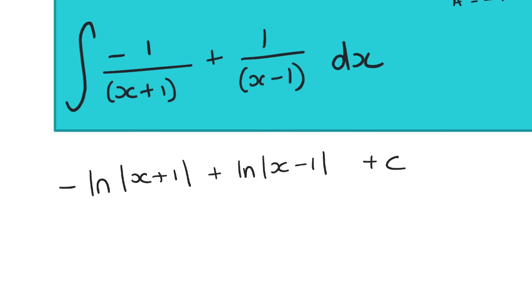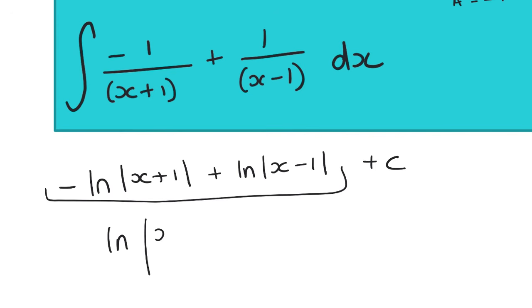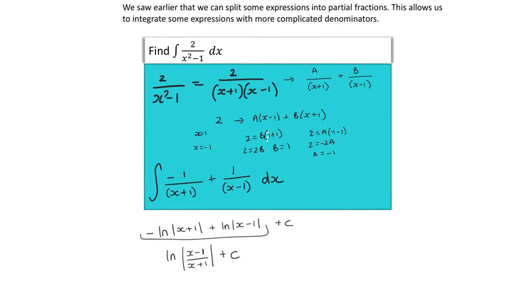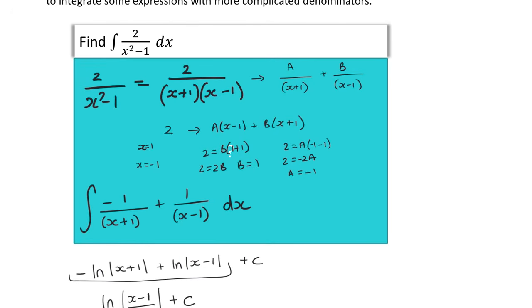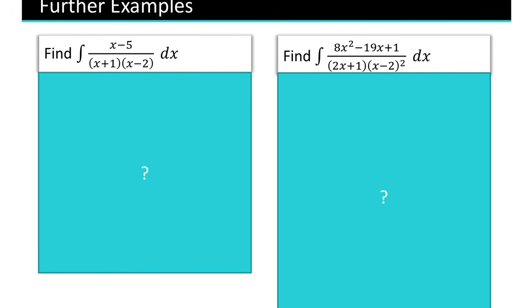Now, using log laws, can anyone see how I could simplify this expression? This becomes ln of x minus 1 divided by x plus 1 plus c. And then we have it. We've used partial fractions to integrate this. 2 more examples here. I'm going to give you a head start.